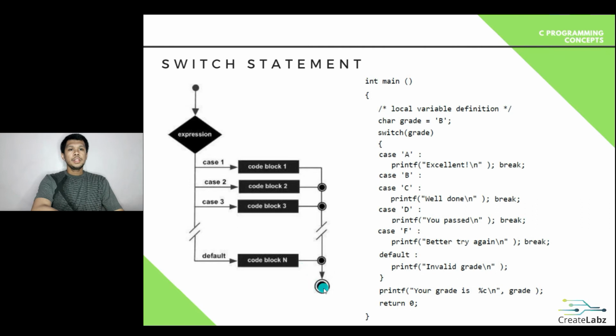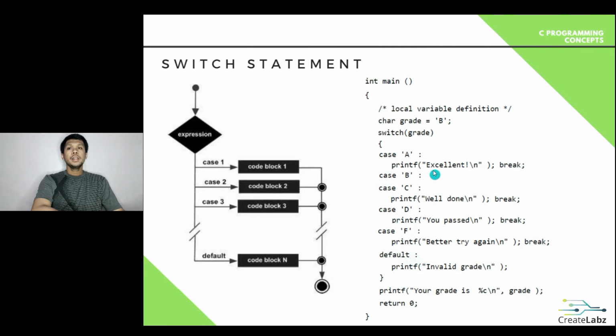Let's see how it's used in an example. I have here a main function. Grade is a char with initial value of B. And then here's the switch statement. Notice the syntax switch and then the variable inside the parentheses. And then you have open and close curly brace, the start and end of the switch statement. And then you have the case statements. Case A, case B, case C, case D, case F, and default.